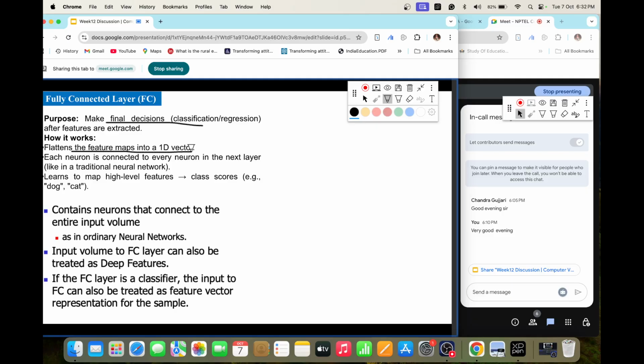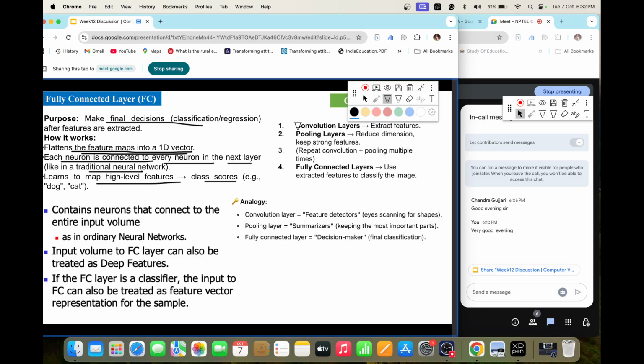So the last convolution feature map that you got, you have to flatten it into a 1D vector. For example, you got 32 cross 32 cross 3, so flatten means you just multiply 32 into 32 into 3 to get a 1D vector, so that each neuron is then connected to every neuron in the next layer, like a traditional neural network that we have already discussed. It learns to map high level features to classes, and so on. So that is the fully connected layer.